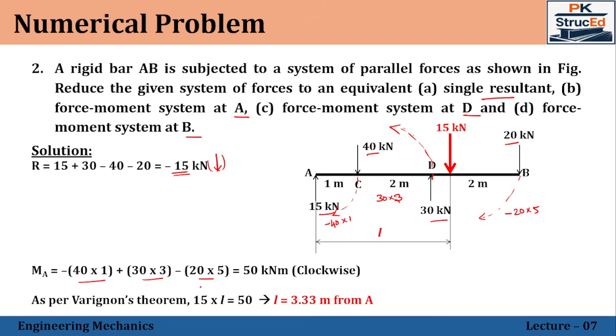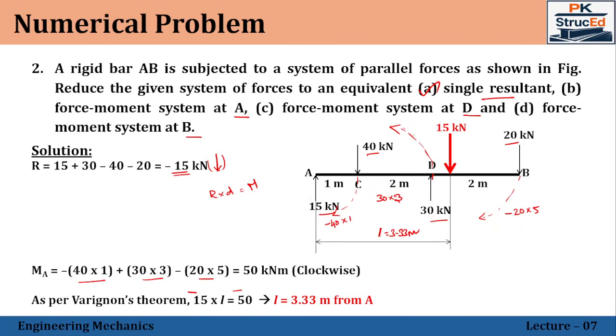So as per Varignon's theorem, we know that R into D will be equal to the moment of the individual forces. That's what has been written here. So 15 into L will be equal to 50. And again, similarly, minus and minus has not been written here, so both will be getting nullified. So L is equal to 3.33 meter from the point O. So this is what has been calculated. So 3.33 meter. So the first thing is over. That is, the single equivalent force has been calculated.